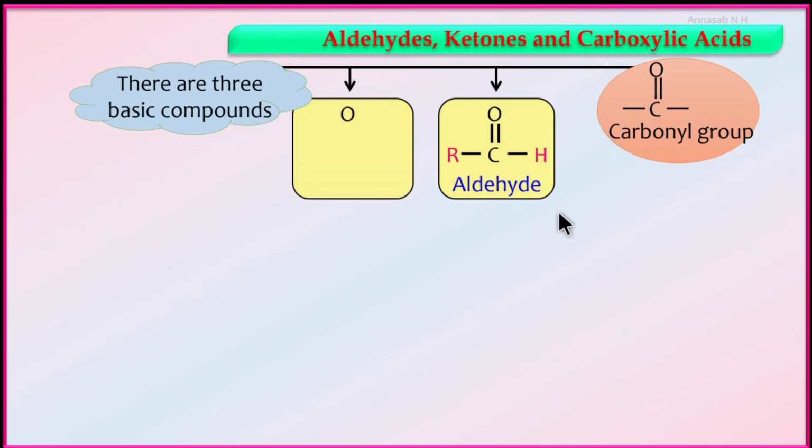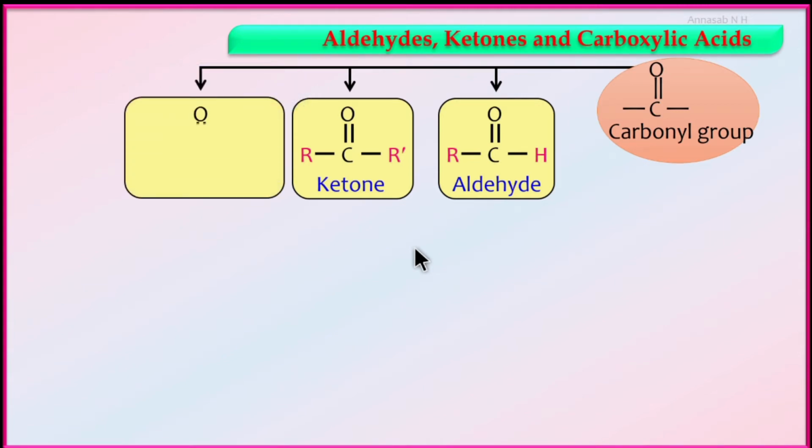In the second type of compound, there is also the presence of C double bond O, and now both the valencies are alkyl or aryl groups. Dear students, R and R dash may be the same or different. Such type of compounds are known as ketones. The third category of compounds where there is a presence of carbonyl group, that is C double bond O. The first valency is an alkyl or aryl group and the second valency is OH, RCOOH. Yes, you are right. It is carboxylic acid.